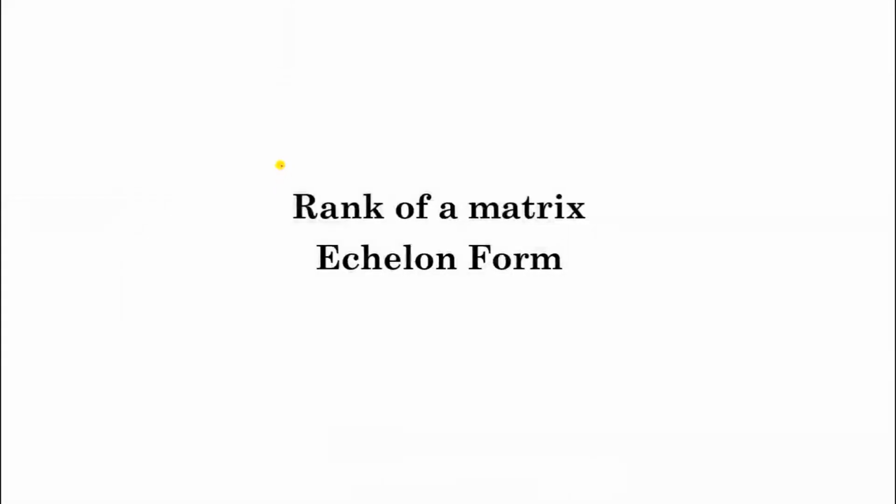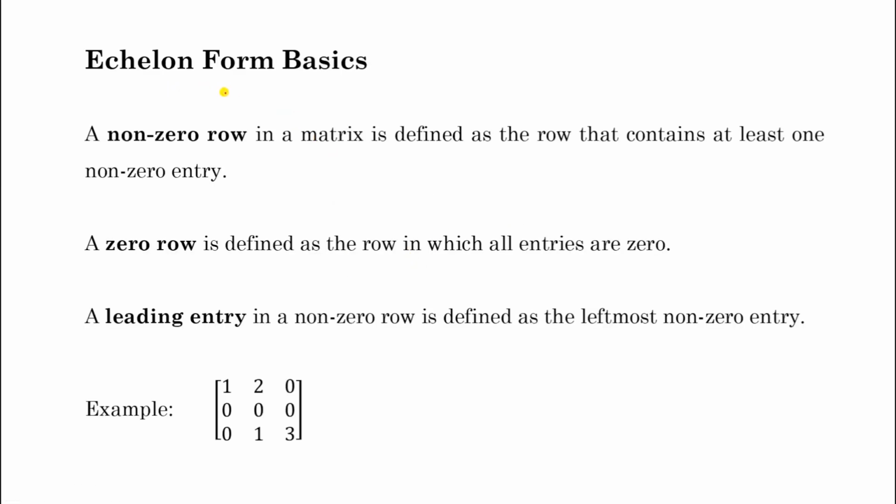Hello everyone. In this lecture, we will understand rank of a matrix using echelon form. The basics of this form: a non-zero row in a matrix is defined as a row that contains at least one non-zero entry. Now look at this matrix. In this matrix, this row is a non-zero row because in this row some entries are non-zero.